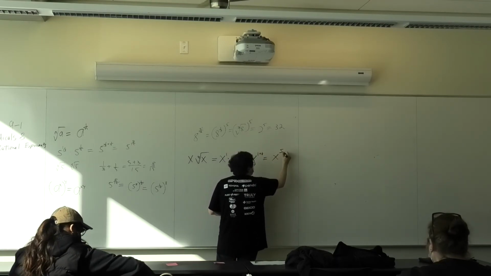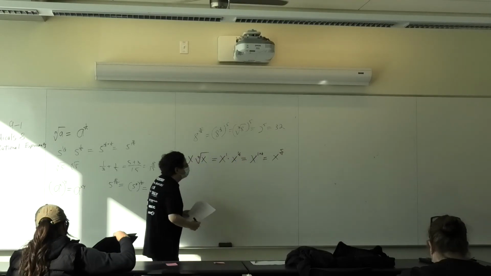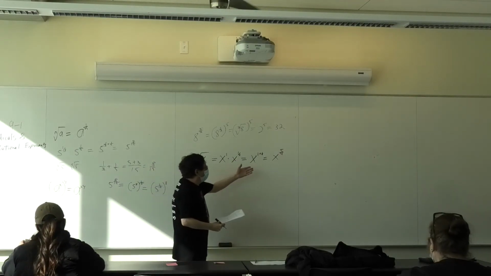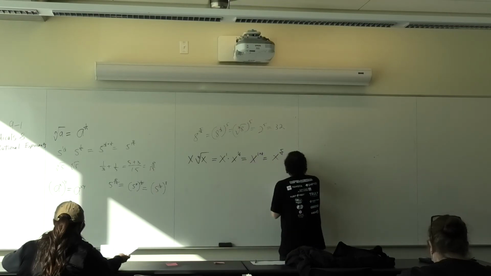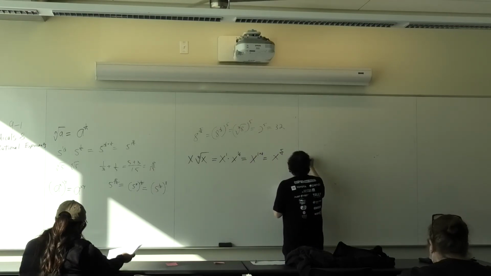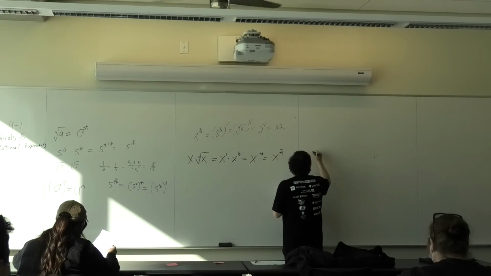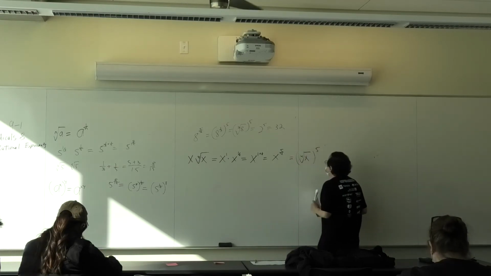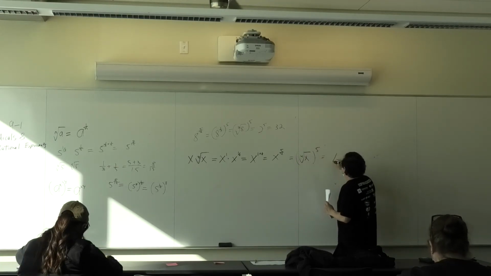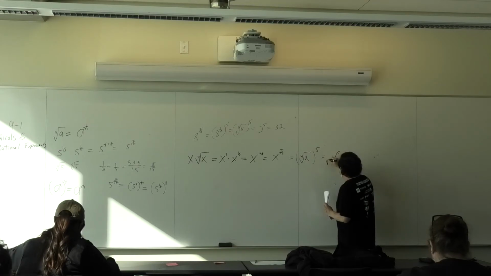which of course is x to the 5/4. And if I wanted to write this a little differently, I have a lot of choices. I could call it the fourth root of x to the fifth, or I could call it x to the fifth root 4.